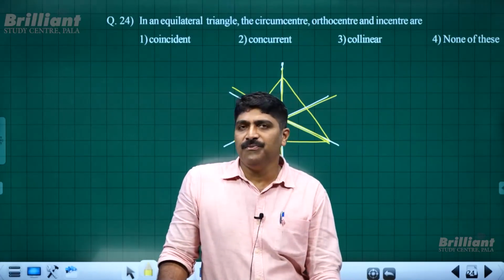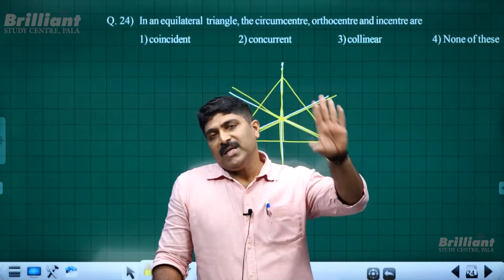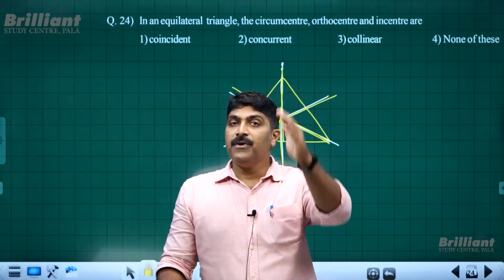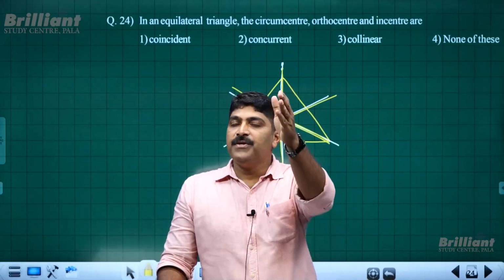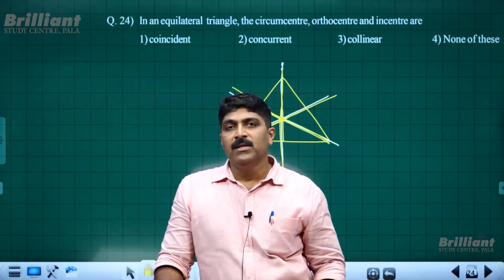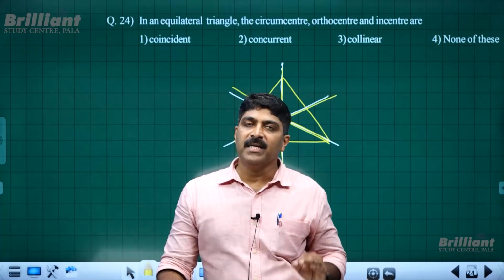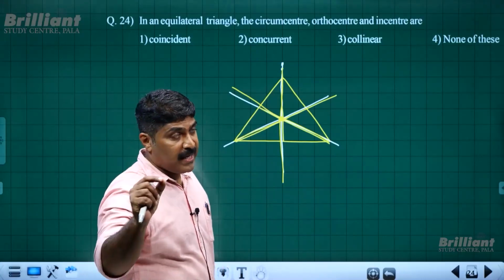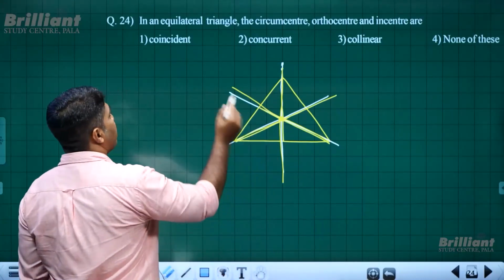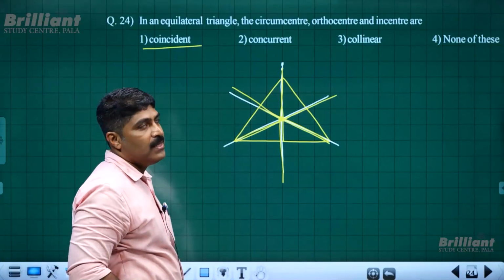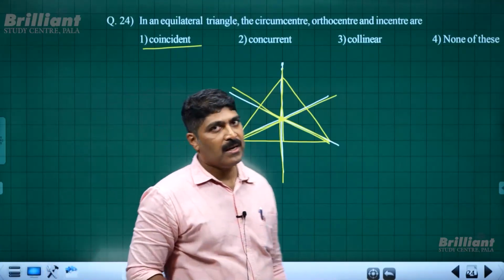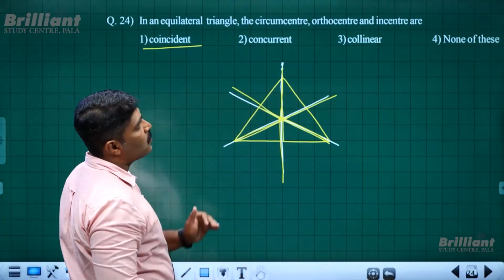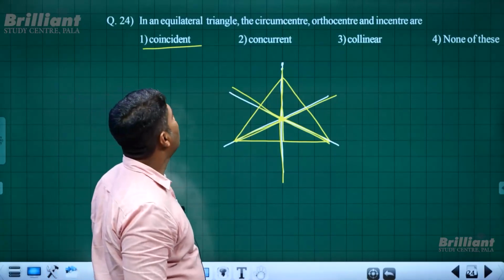In the case of an equilateral triangle, all these line segments are the same. That means if you draw a median, an orthogonal, a perpendicular bisector of a side, or an angle bisector at a particular vertex, all these lines are the same in an equilateral triangle. That means these points are the same, and technically we say the points coincide. So these points are called coincident points. Therefore, in an equilateral triangle, the circumcenter, orthocenter, and incenter are coincident.